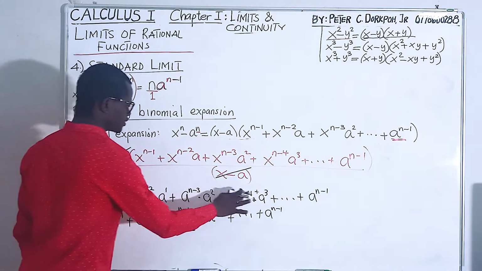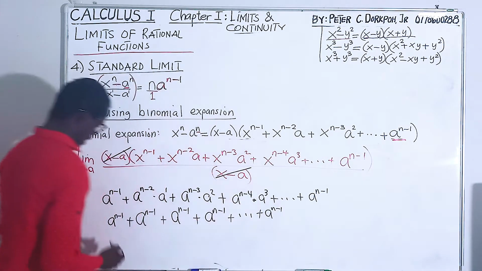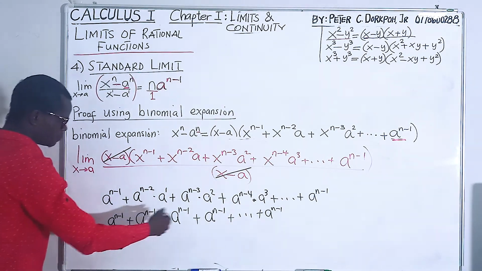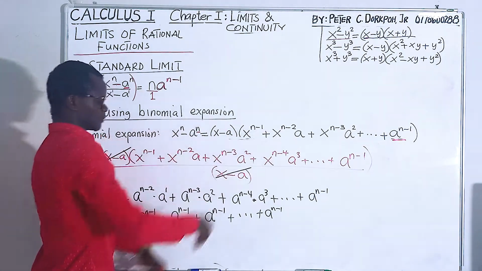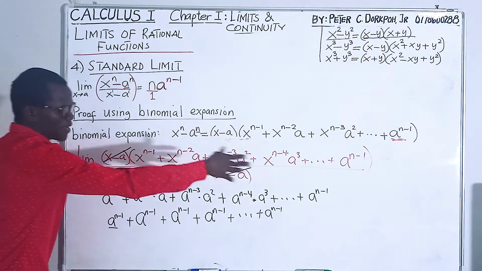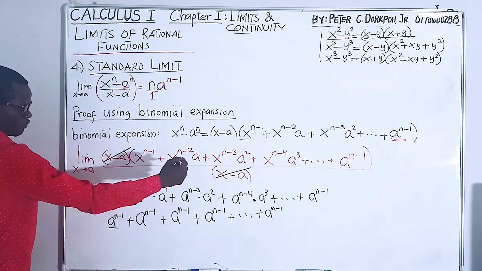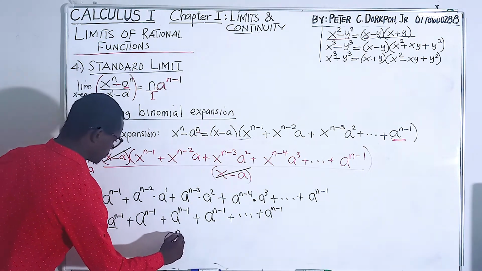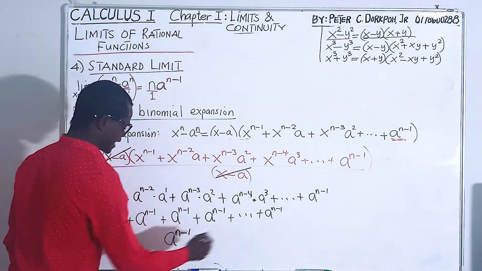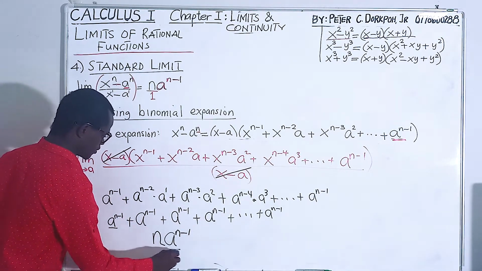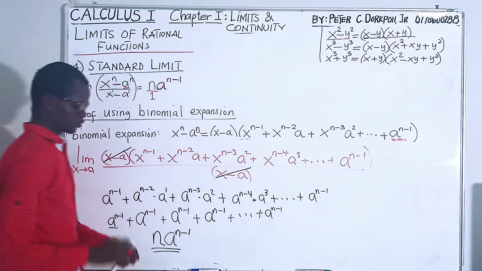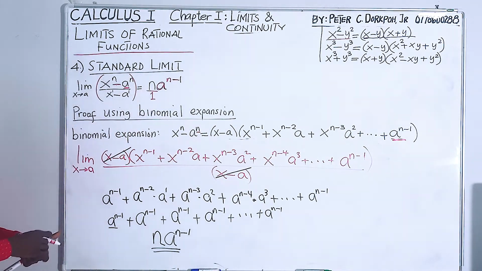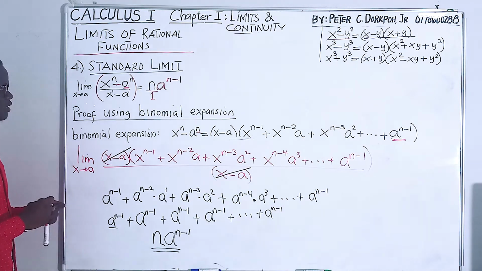So if you observe this, a raised to the power n minus 1 has been expressed n number of times. Because a raised to the power n minus 1 has been expressed n times, we just say n a raised to the power n minus 1. So that is how we got n a raised to the power n minus 1.